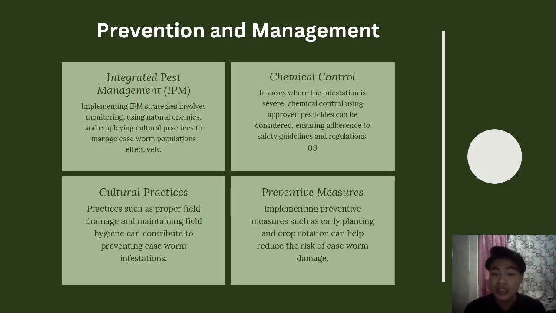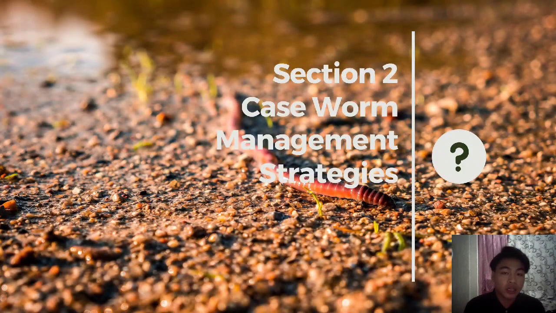The last one is preventive measures. Implementing preventive measures such as early planting and crop rotation can help reduce the risk of caseworm damage. Now we move to Section 2, the caseworm management strategy.